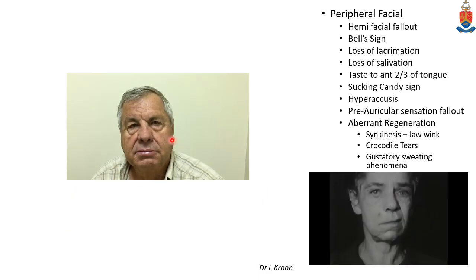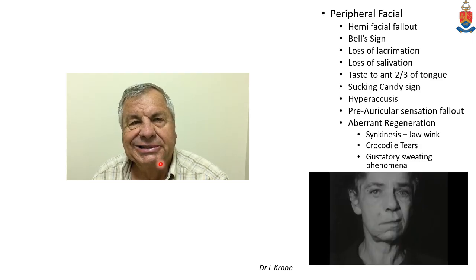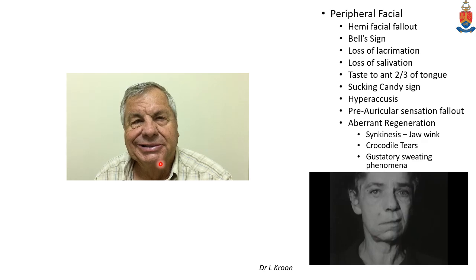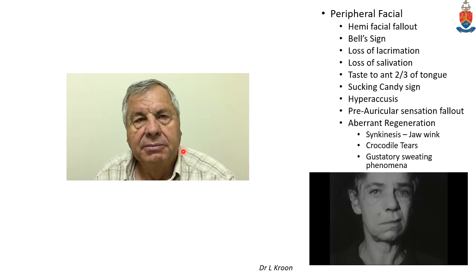So let me quickly take you through this video clip again just to demonstrate these aberrant regeneration syndromes. We're going to ask the person to close his eyes, and while he's closing his eyes, I want you to pay special attention to the lower half of the face. You will see this movement around the lower half of the face when he's asked to close the eyes. It seems that it's a benign condition, but sometimes it can be mistaken for focal aware seizures. So this is something to take note of.